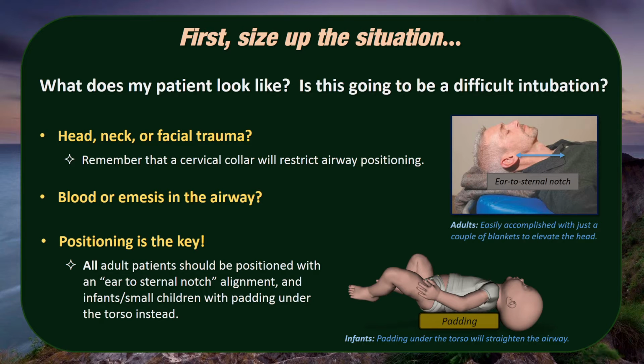One of the biggest things we talk about is our positioning, and that's getting you into a position where I have a zero angle where I can look straight down. One of the things we like to talk about is getting the ear to the sternal notch and making sure that we have a good alignment there. With our pediatric population, we may have to pad underneath the torso of the body in order to get that child into more of a neutral position due to the size of the head on our kids.